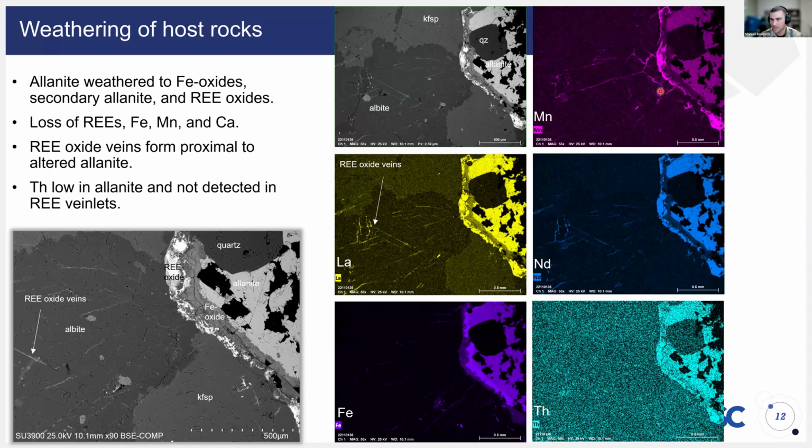And you see overall how manganese tries to escape during weathering, the rare earth try to escape, and also iron, branching out from that mineral.